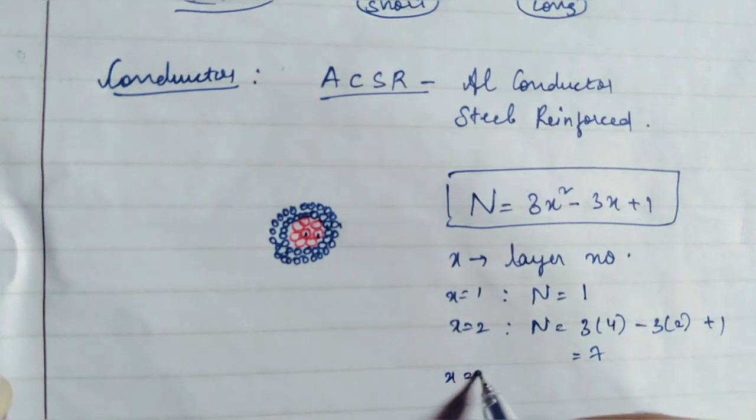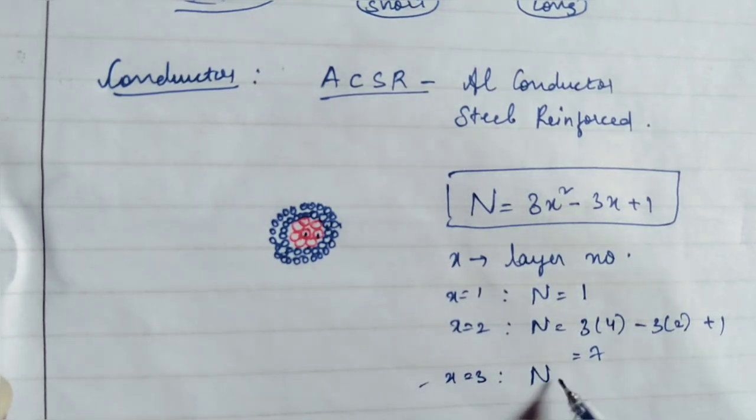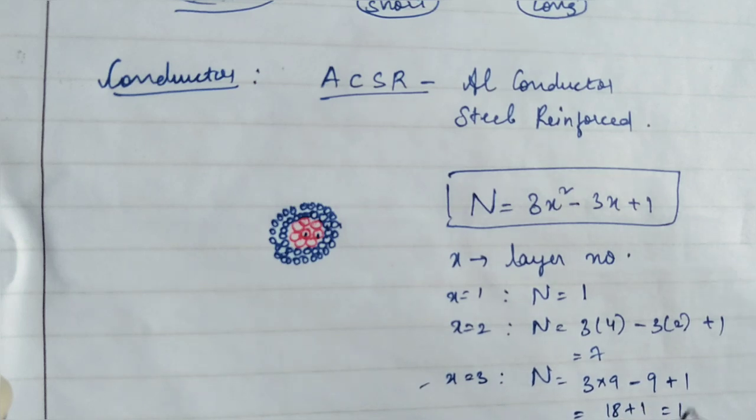If you take x equal to 3, which is the aluminum conductor layer, so n will be 3 into 9 minus 9 plus 1, which is 18 plus 1, which is 19. So 19 conductors will be in the third layer, and so on.